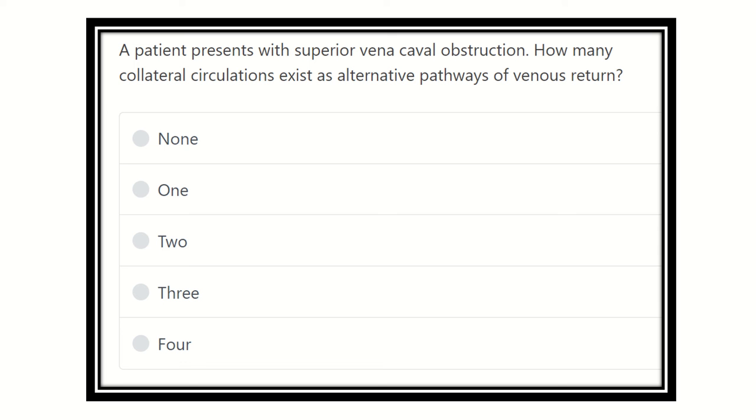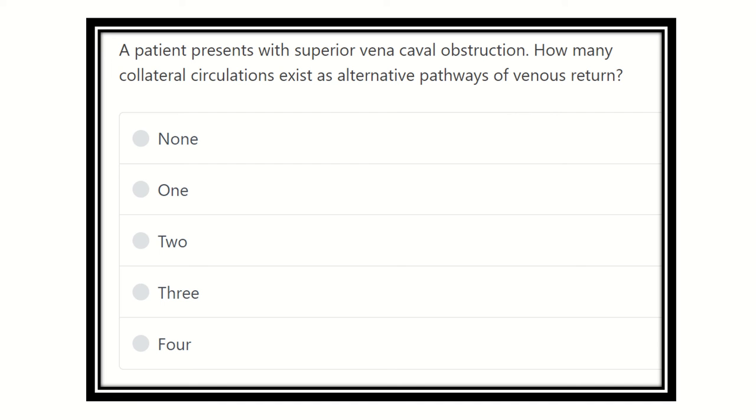For the MRCS exam, here is the question. First of all, read the question very carefully. A patient presents with superior vena cava obstruction. How many collateral circulations exist as alternative pathways of venous return?